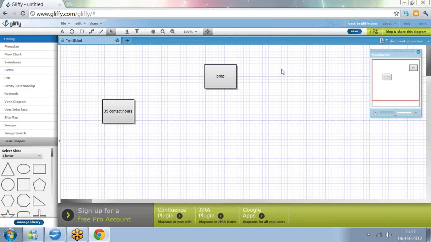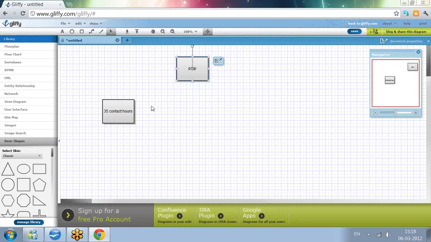Yeah, hello. Here we are creating a hierarchy chart with a work breakdown structure for the PMP certification. This is the WBS for PMP certification. And the first thing in the PMP certification is the 35 contact hours. You have to get the 35 contact hours.